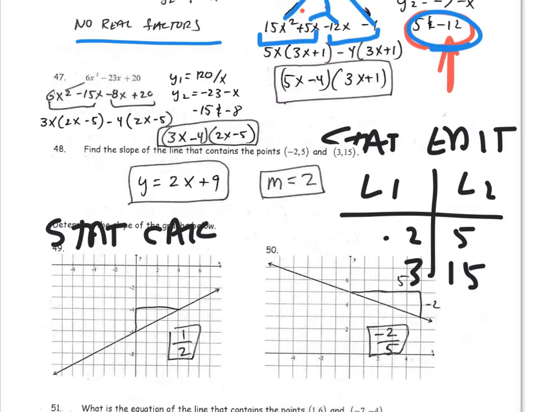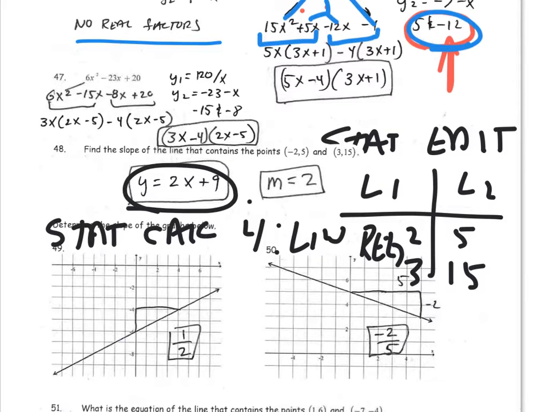Stat calc. The stat button is to the right of the alpha by 2 buttons. Stat calc number 4 is lin reg. You've used this before, so I'm not going to go over this. You're going to get this equation, where this is the slope and this is the y-intercept. Stat edit, stat calc, linreg. Let's clean up this workspace.